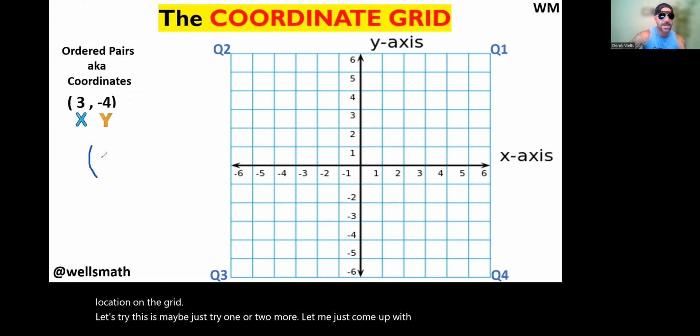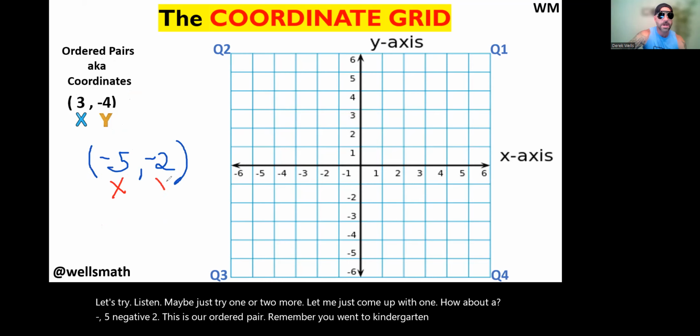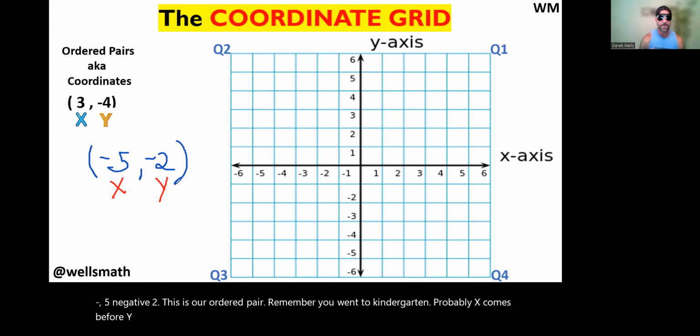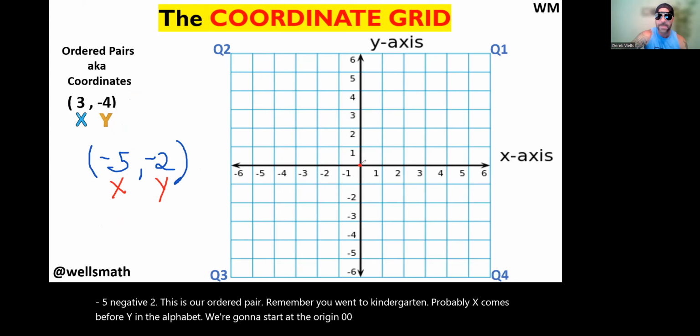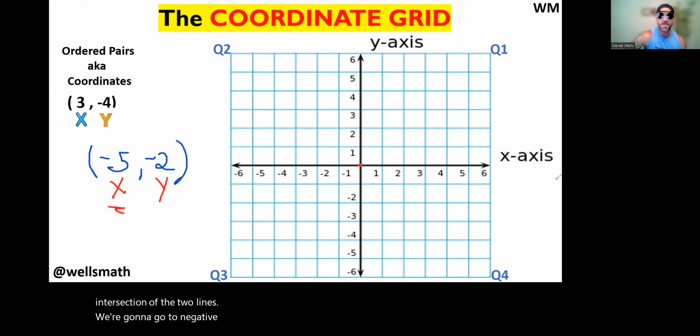How about (-5, -2)? This is our ordered pair. Remember, you went to kindergarten, probably. X comes before Y in the alphabet. We're going to start at the origin, (0, 0), right in the middle of the intersection of the 2 lines. We're going to go to -5 on the x-axis, the line going left and right. That's going to go 1, 2, 3, 4, 5.